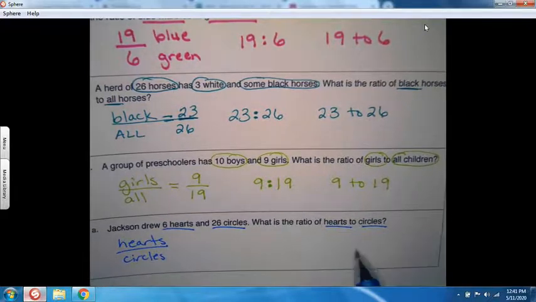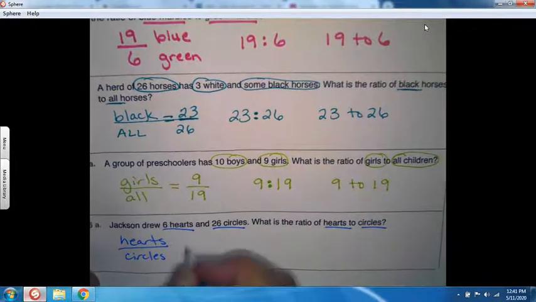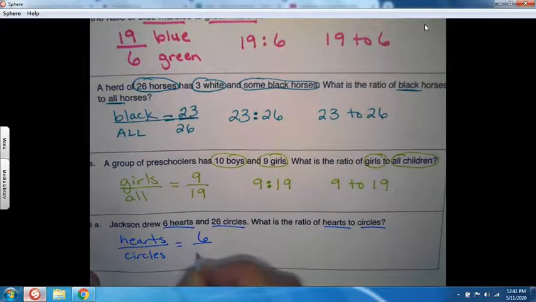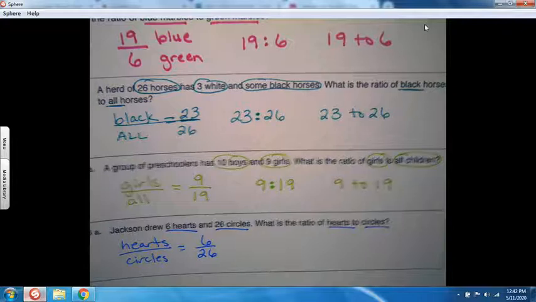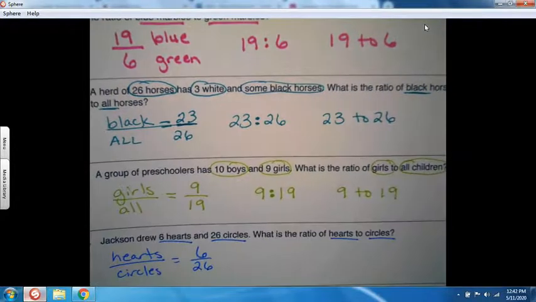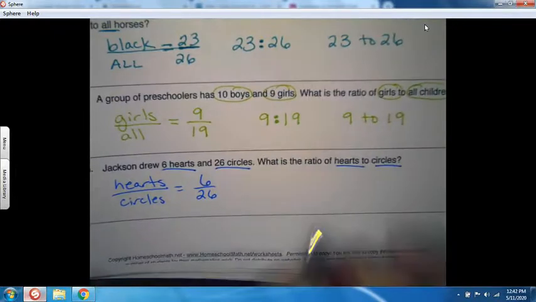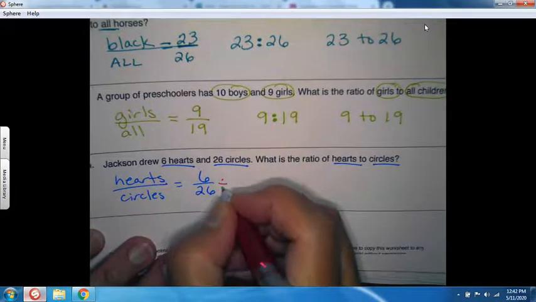And they'll switch them on you, like they did in, which one was it? Oh, not on this page. They didn't switch any of them, but sometimes they'll switch these two just to mess with you. All right, so 6 hearts to 26 circles. Now, can we simplify that one? What is our giant 1? What is our greatest common factor of 6 and 26? That is 2. That's our giant 1.